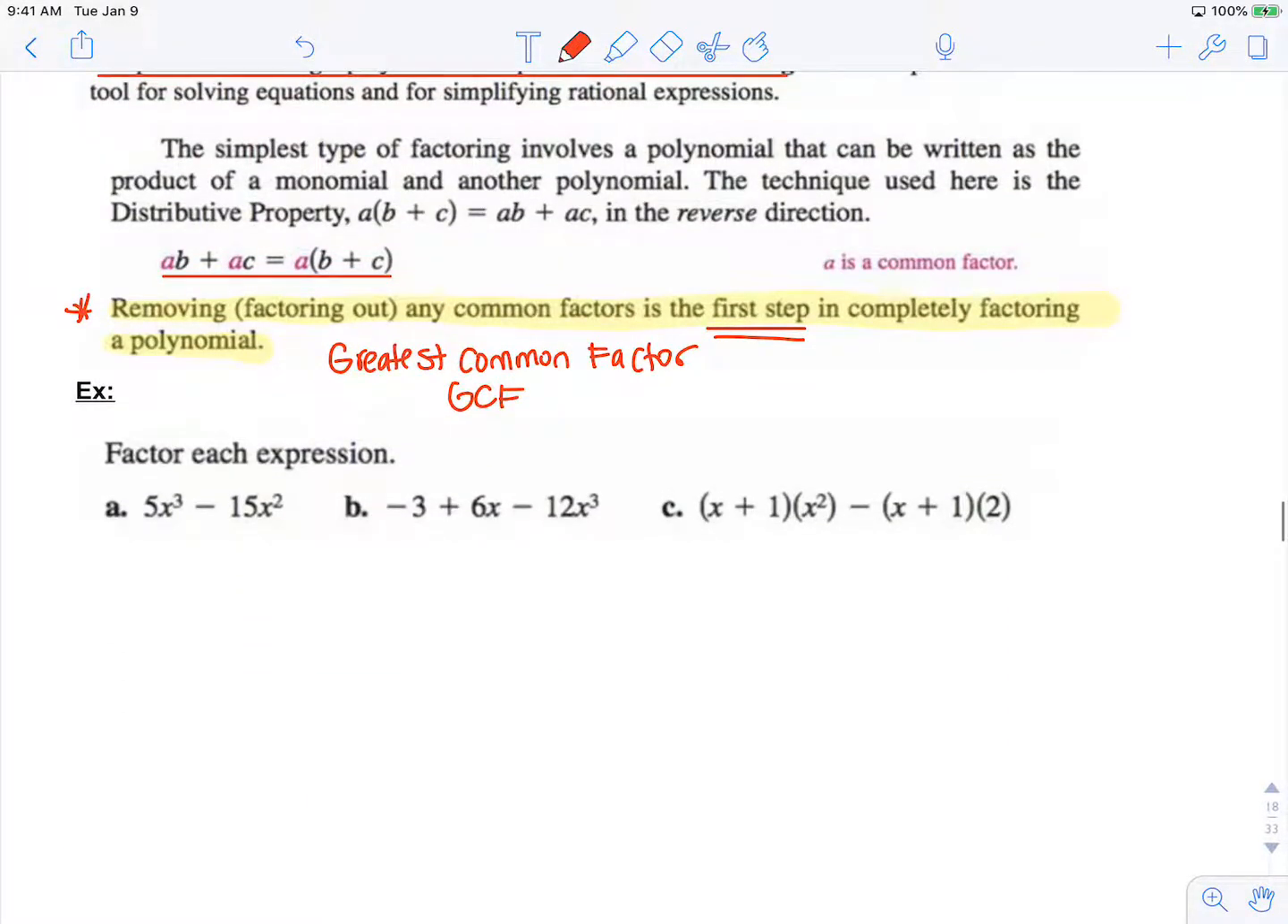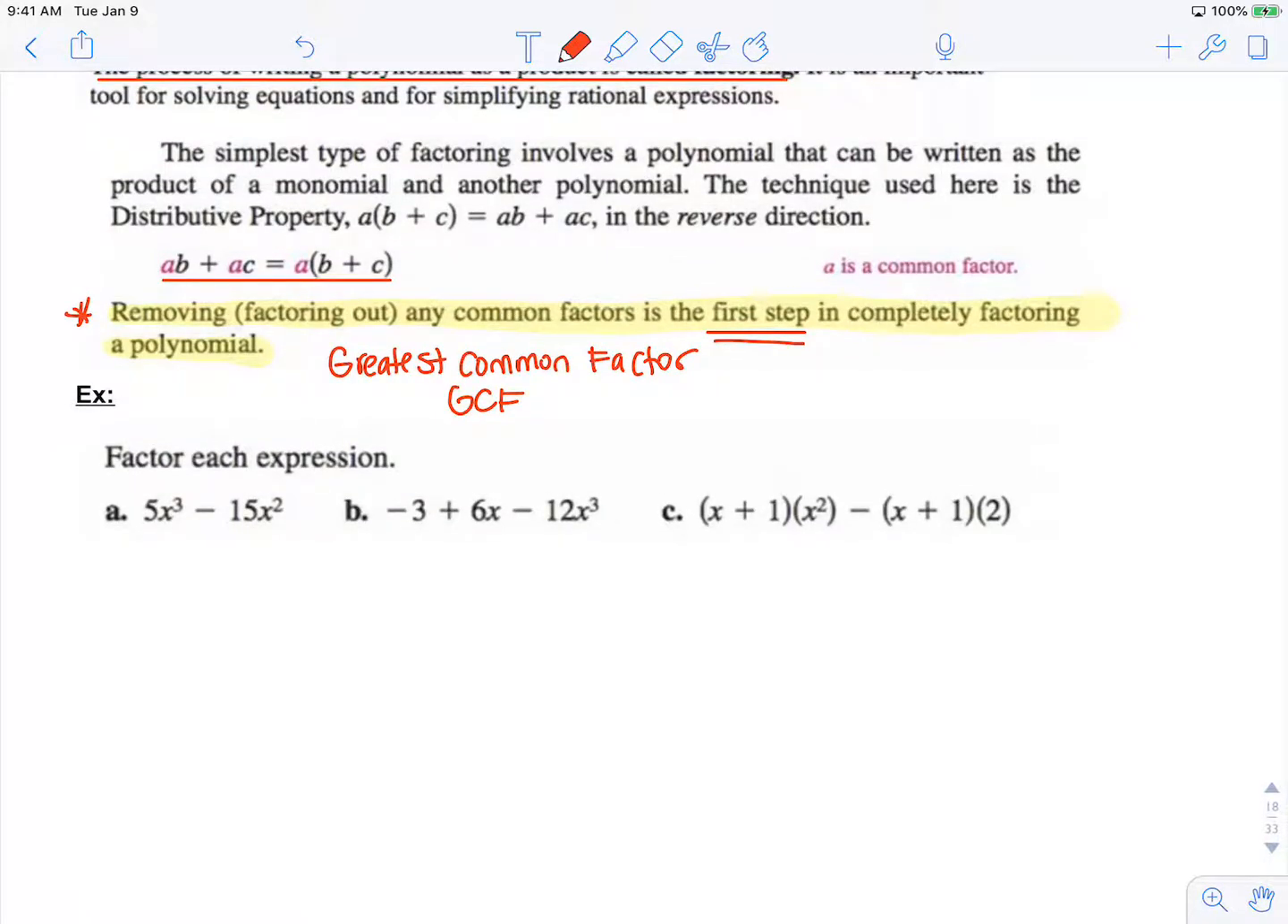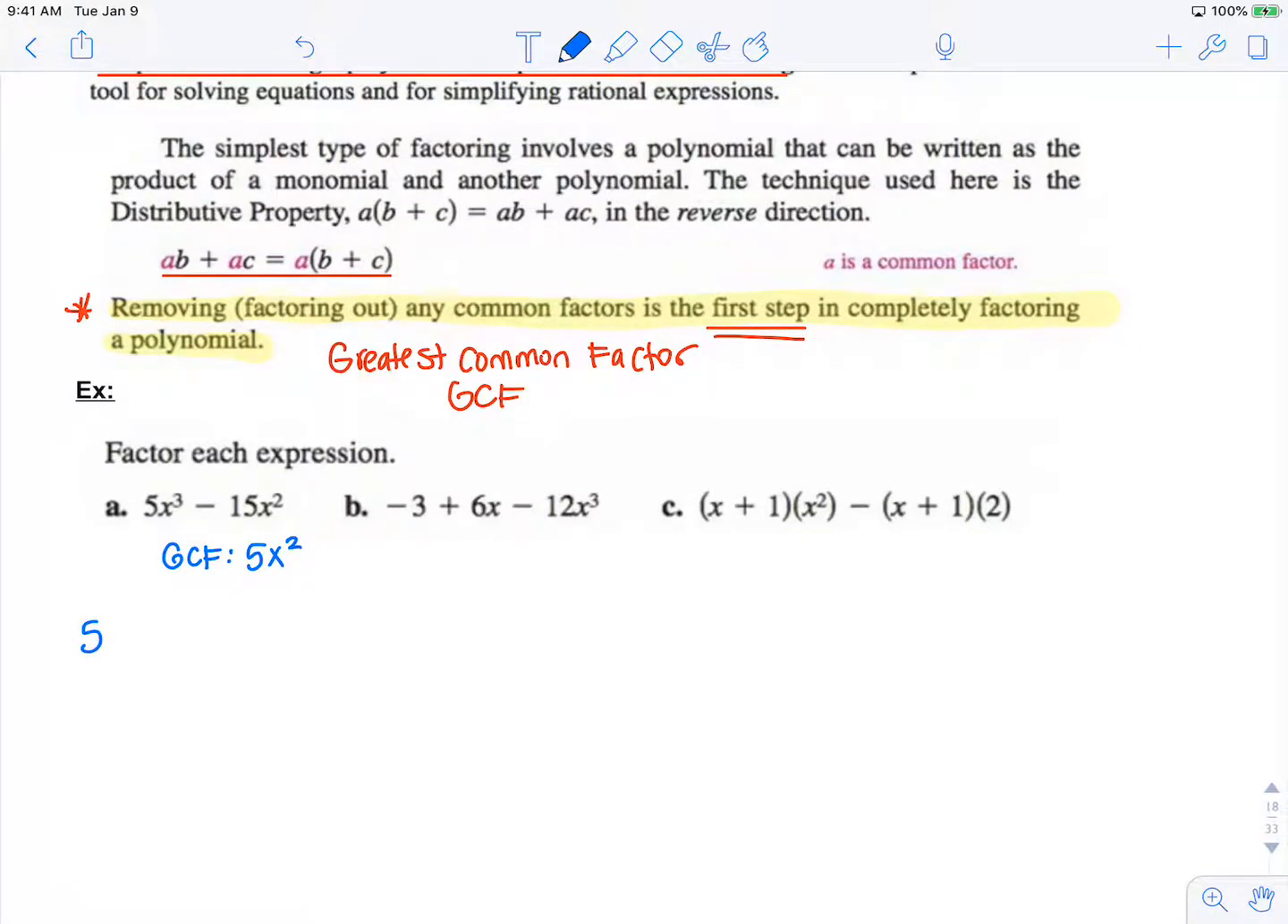So below, if I look at part A, between these two terms, my GCF is 5x squared. So if I factor out 5x squared, that will leave 1x minus 3.